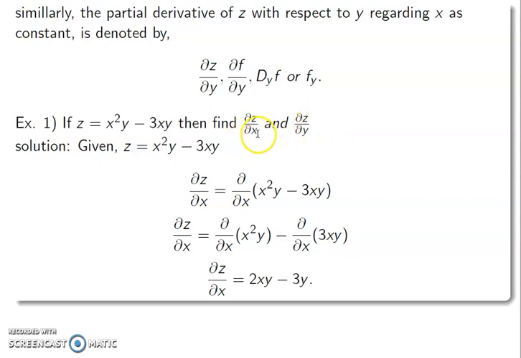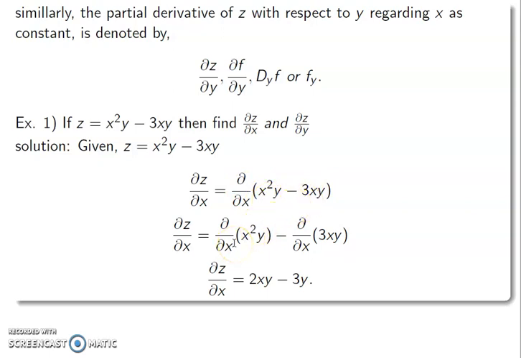Now we'll find out these two one by one. What is the given thing? The given function is z equals x square y minus 3xy. I will find the first value. What is the value of dou z by dou x? Dou z by dou x is nothing but the partial derivative of z with respect to x, keeping terms of y constant. That is dou by dou x of, just substituting the value of z, x square y minus 3xy.